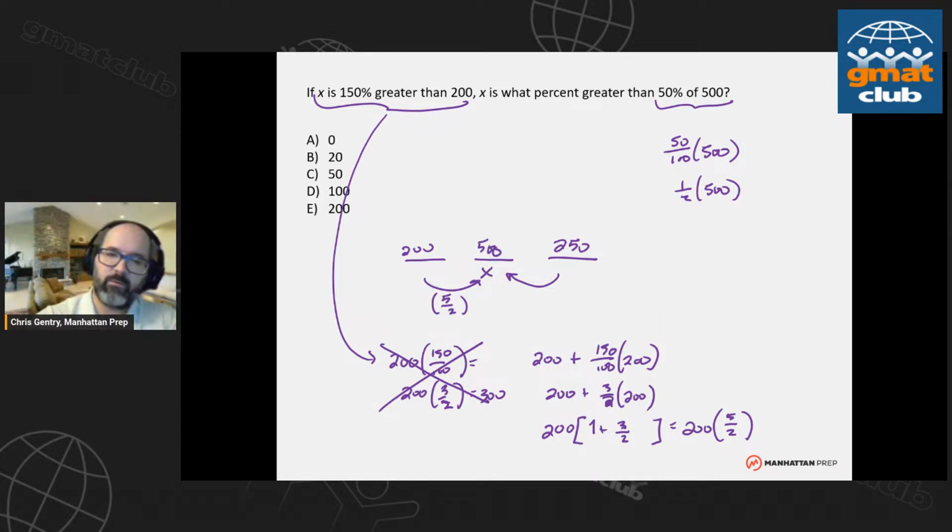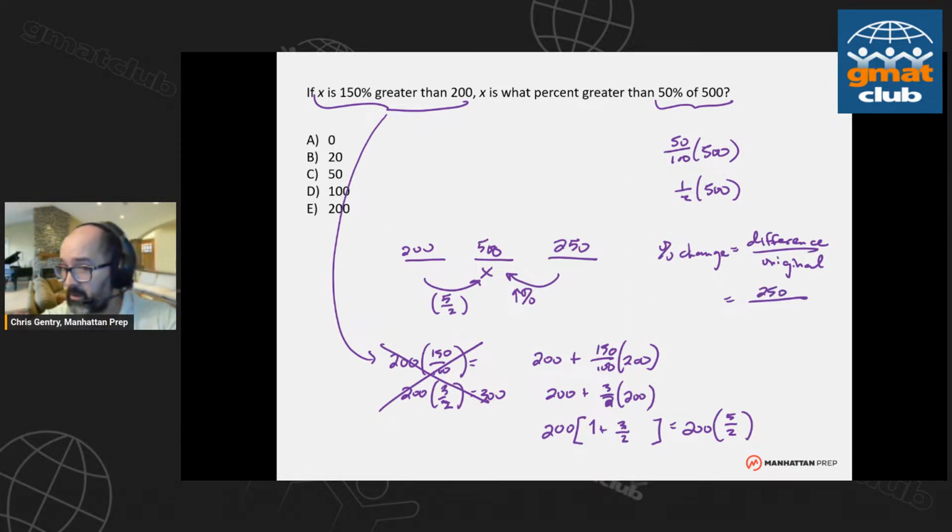And if I want this percent change right here, going from 250 to 500, well, my percent change can be expressed in many different ways, but if you have the actual numbers, you can express it as the difference over the original. My difference between those two terms is 250. Here, my original, I was moving from 250 to 500. So that 250 is my original, which means this is a 100% change.